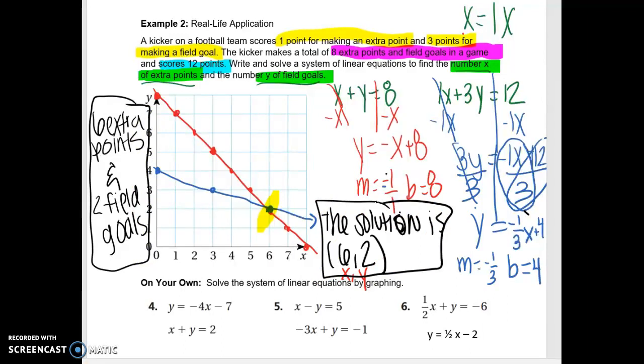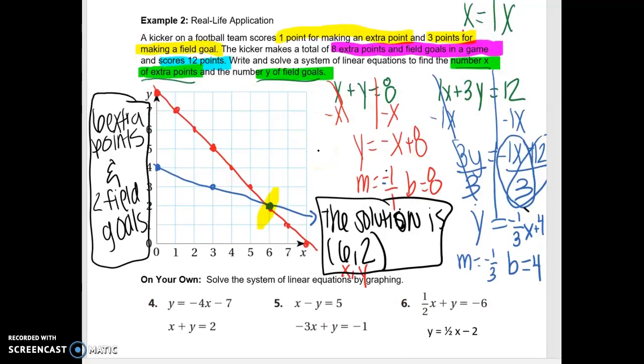And then to check your work, if you want, you can plug this solution back into both equations. But that's how you would solve it.